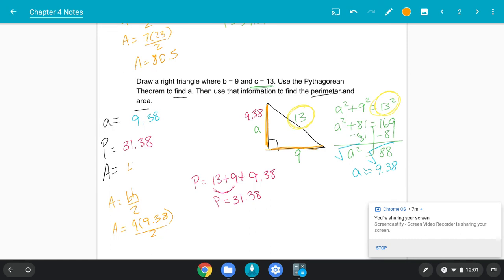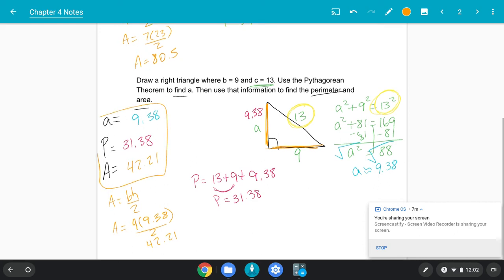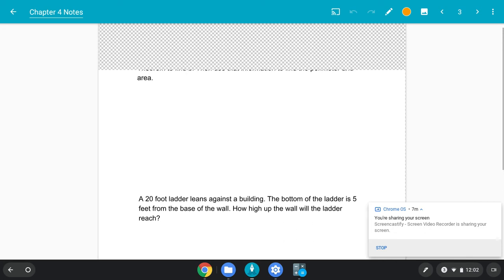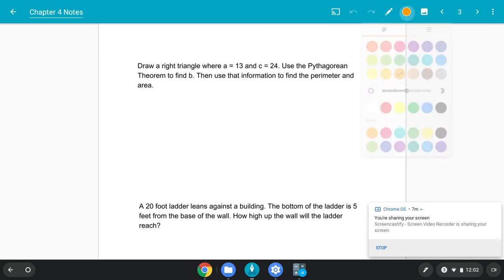$42.21. And then we're good there. Okay, a couple more. So this one, they say draw a right triangle.